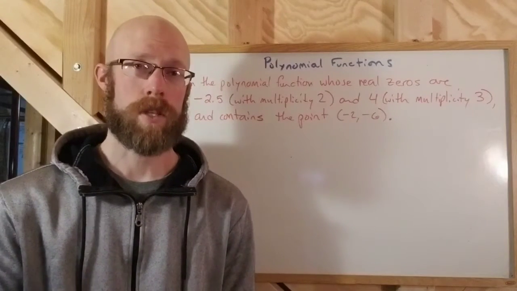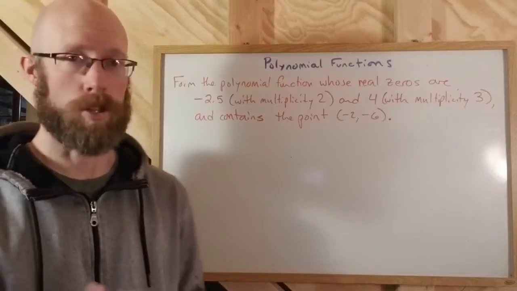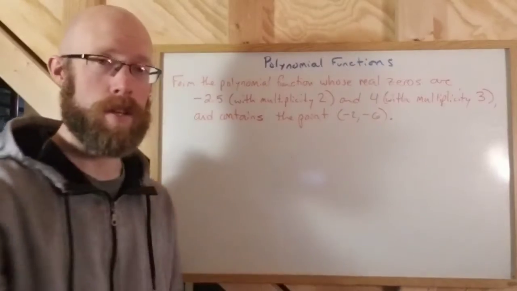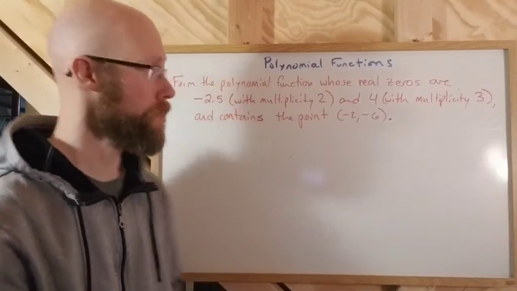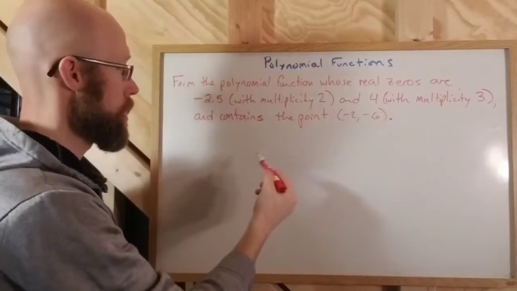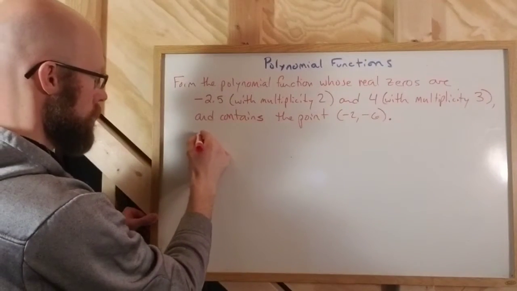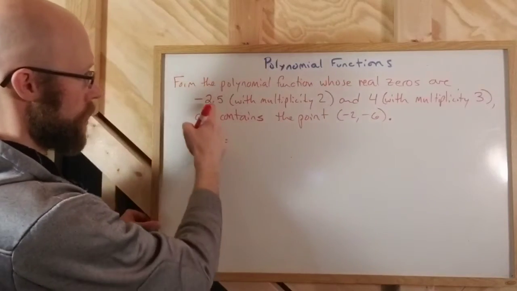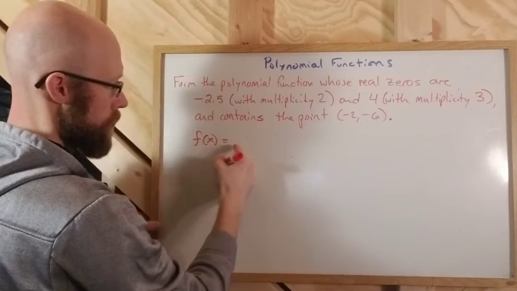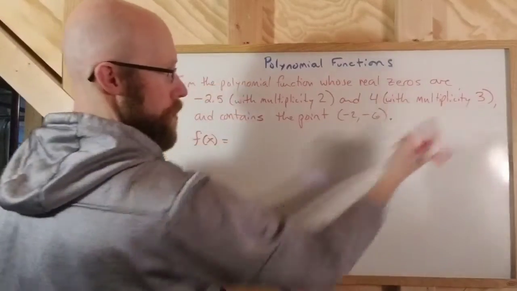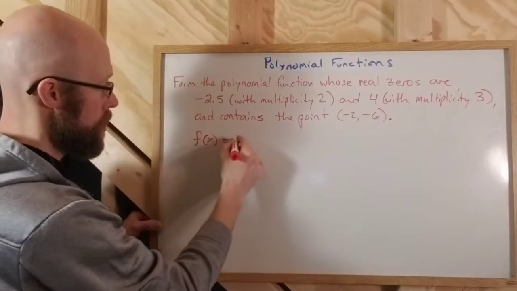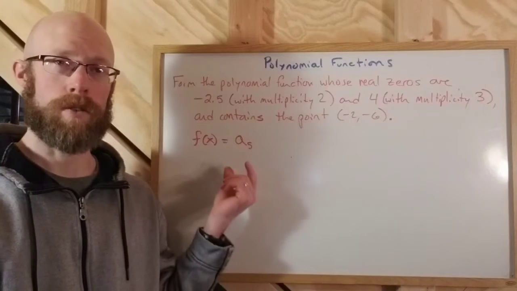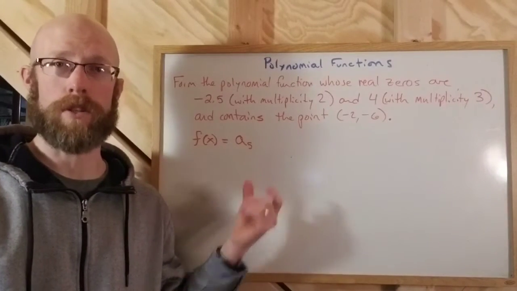Okay, so the first thing I want to mention is the degree of this polynomial. The degree is going to be the sum of the multiplicities for the factors here. And so we're going to have a fifth degree polynomial. I'm going to write this out as f of x equals, now my factors are going to come from the zeros. I'm going to leave a little space here, and because I know this is a fifth degree polynomial, my leading coefficient, I'm going to write it in as a sub 5. That would represent the coefficient of the fifth degree term.